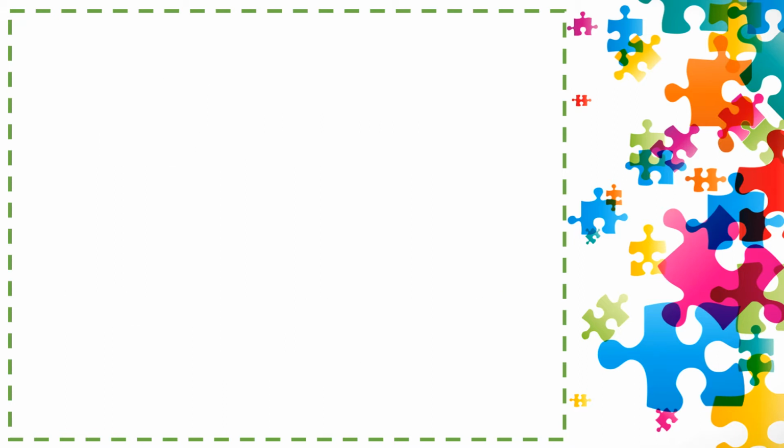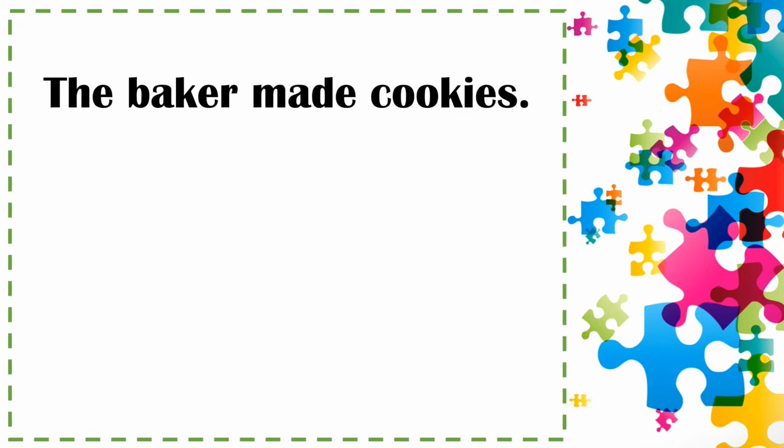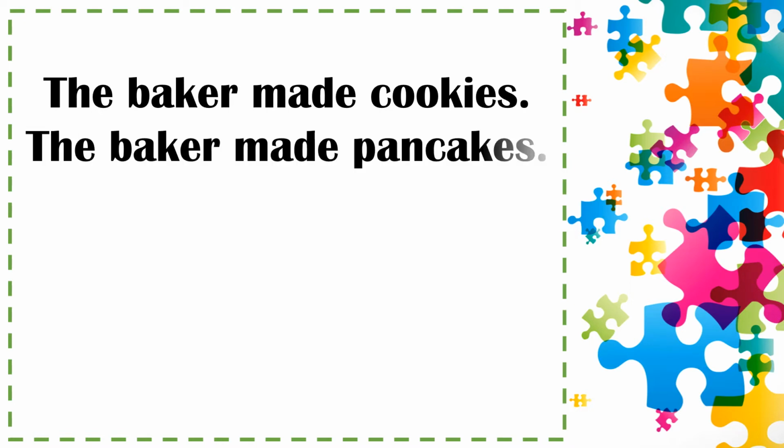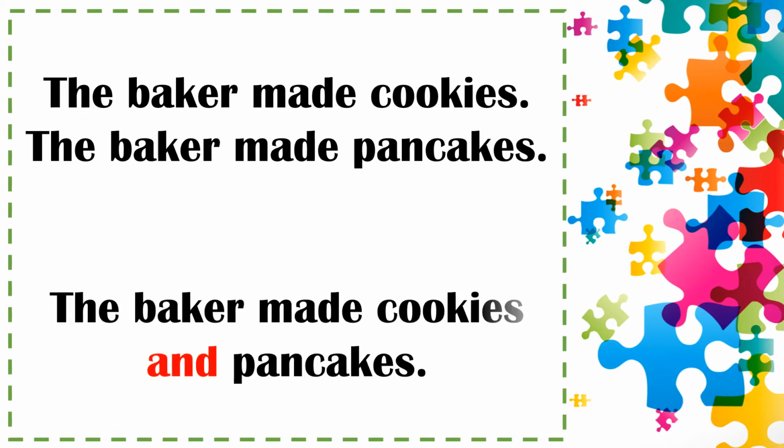Similarly, the baker made cookies. The baker made pancakes. Both the sentences are telling us what the baker has made. Now, if I have to join these two sentences, I will again join these two sentences with the help of the conjunction and write it as the baker made cookies and pancakes.